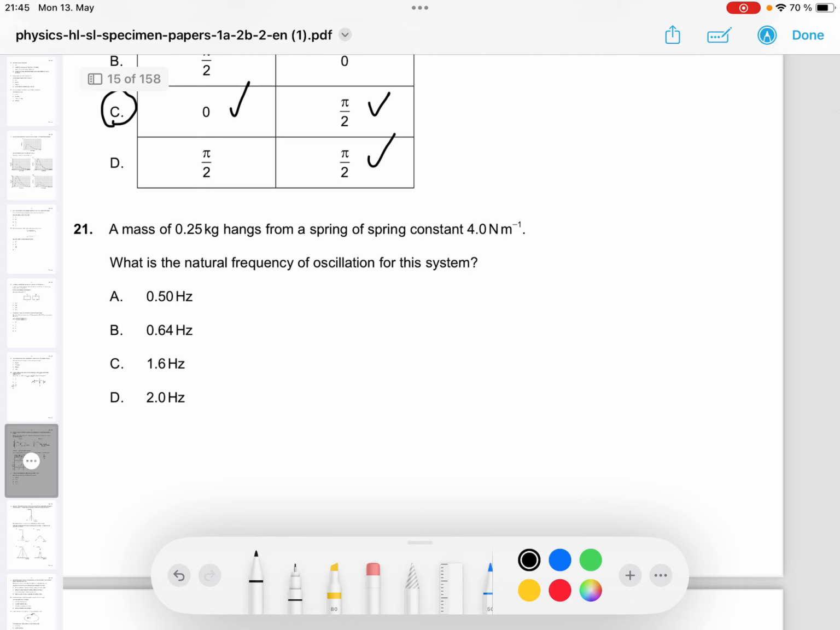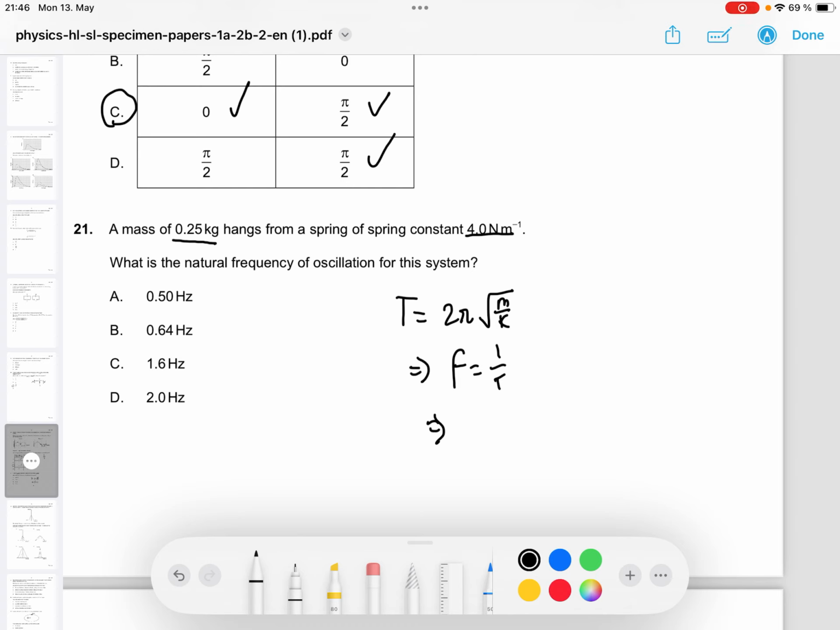Now, this question says a mass of 0.25 kilogram hangs from a spring of spring constant 4 Newton meters. What is the natural frequency of oscillation for this system? So we're given that T equals 2 pi root m over k. Therefore, we're also given that frequency equals 1 over period.